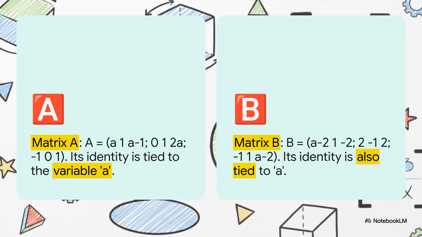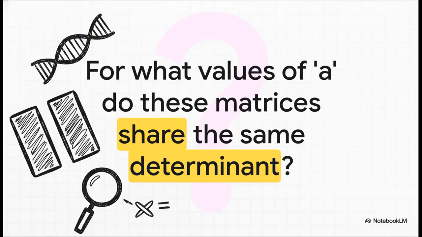So, meet our two main players, matrix A and matrix B. As you can see, they look pretty complicated, and their properties are all tangled up with this one mysterious variable, a. Our mission is to figure out the relationship between these two. The first part of this mystery is a classic identity check. We need to find out for which values of a these two matrices have the exact same determinant. Think of it as their unique DNA marker. This is our first big clue in the investigation.